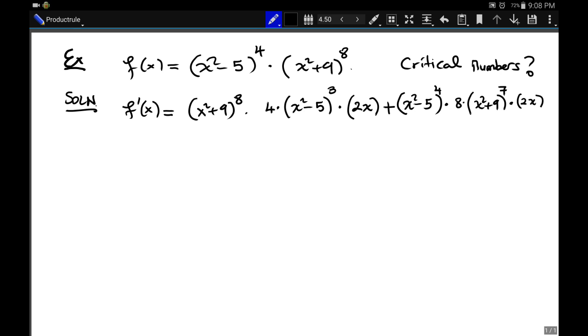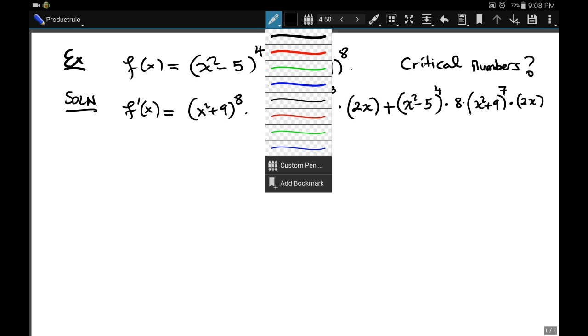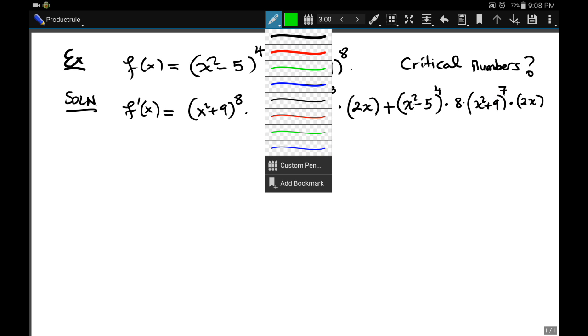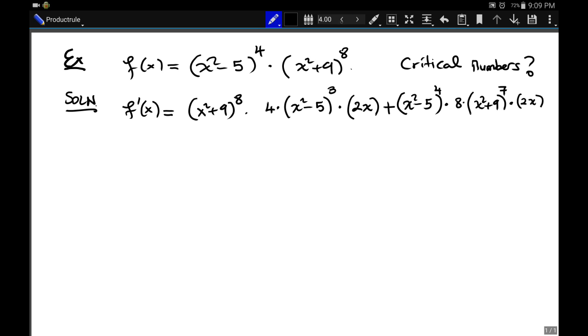Okay, now let's look at what's common in here. The third power is common, fourth power and third power, so there are 3 of them in common. 2x is common, and 4 and 8, so 4 is common. And then there are 8 of them in one term and 7 in the other, so the 7th power is common. So let's look at the common factors and pull them out.